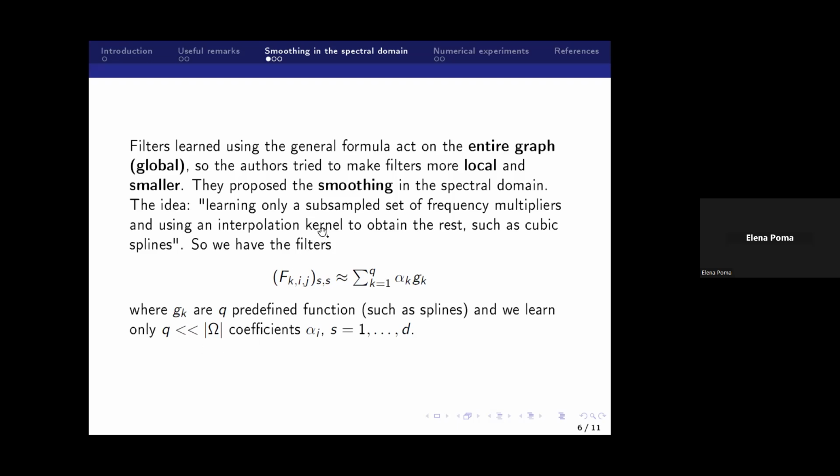The idea is to subsample a set of coefficients, which are the frequency multipliers, and use an interpolation kernel to obtain the rest of the coefficients. And to do this, they took splines, such as cubic splines.